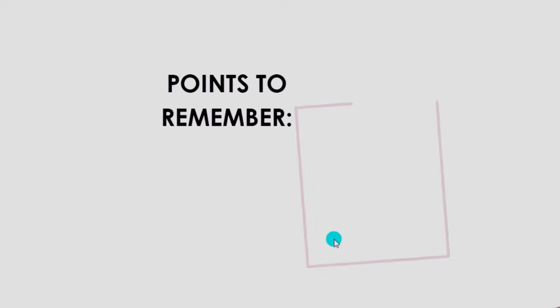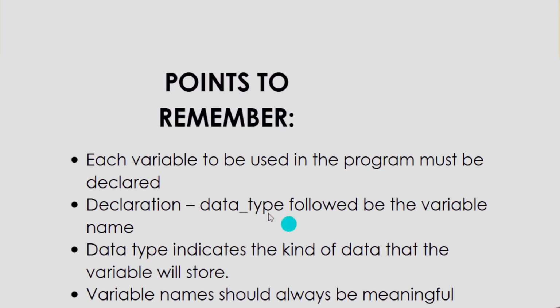So the points to be remembered for variables are that each variable to be used in the program must be declared, and the declaration is the data type followed by the variable name. The data type indicates the kind of data that the variable will store, and the variable name should always be meaningful. That means it must reflect the purpose of its usage in the program.